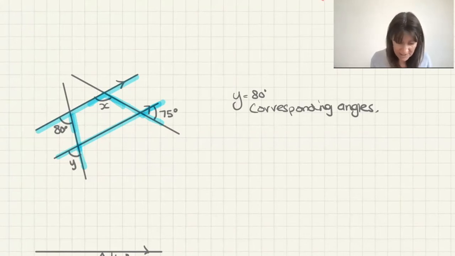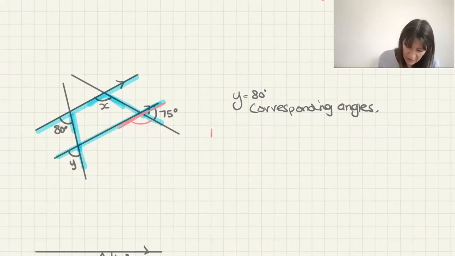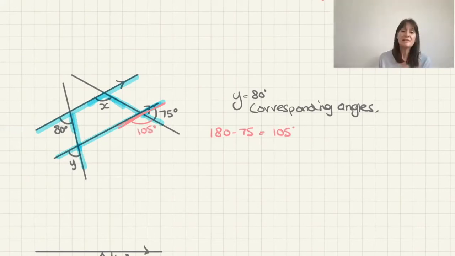How you do this is entirely up to you. I'm going to do straight line first. That's what I'm seeing. I'm seeing the F, so I want to fill in the gap on the F. So I'm going to be doing my 180 take away 75, which is 105. So 105 degrees.